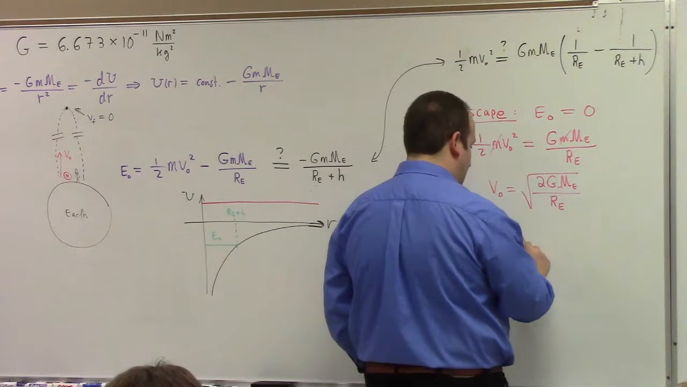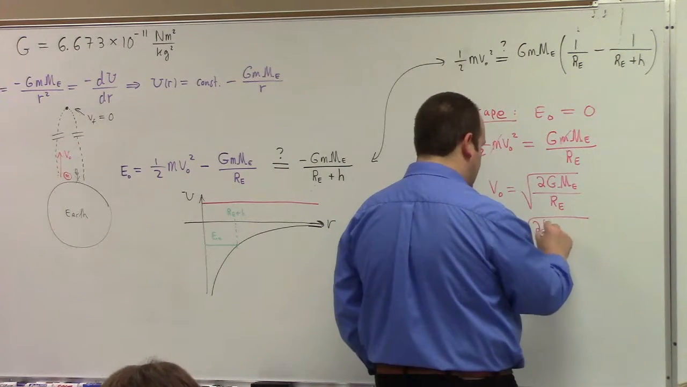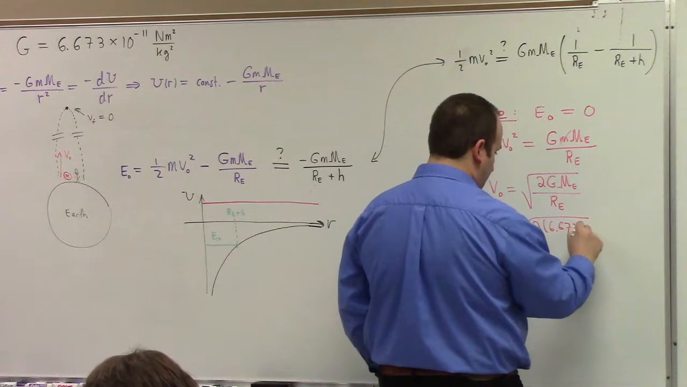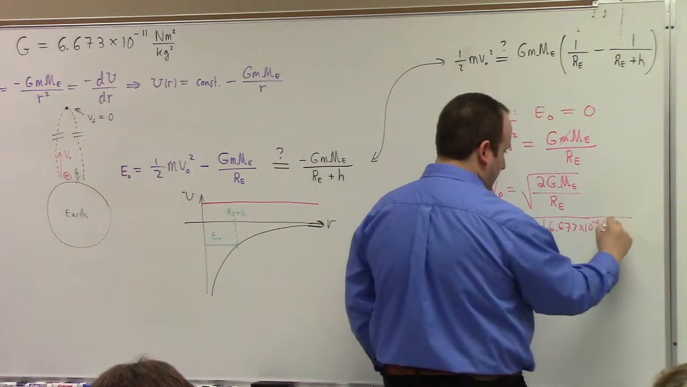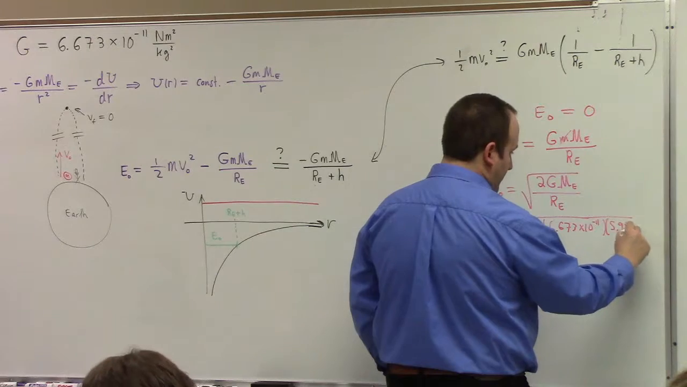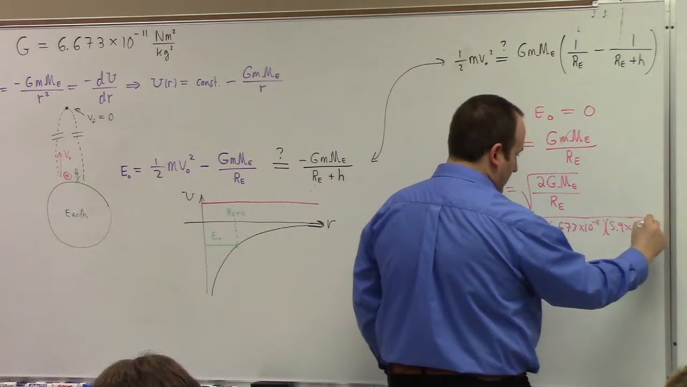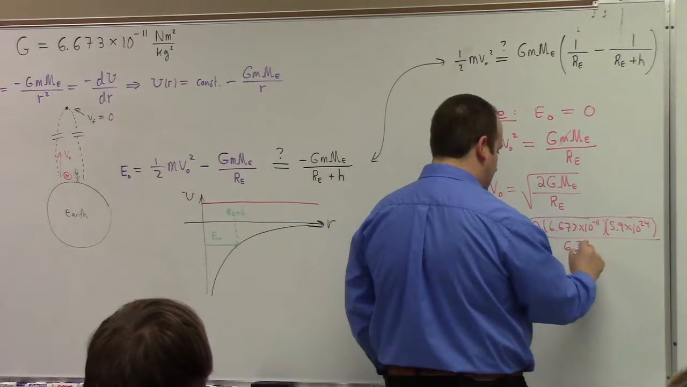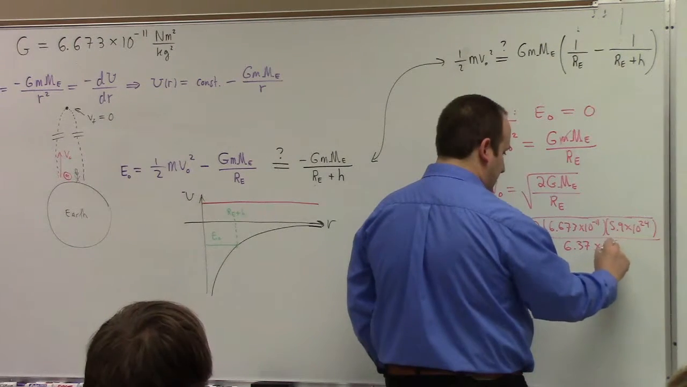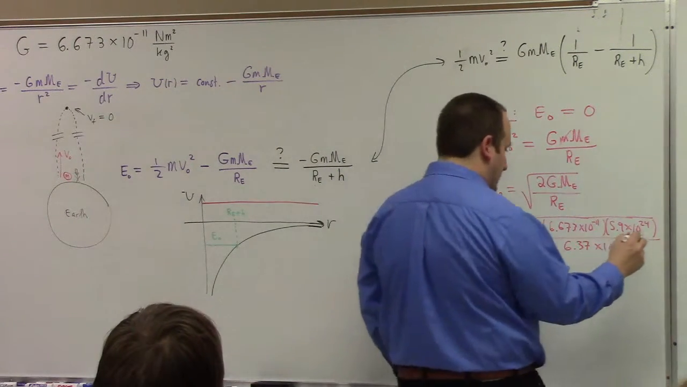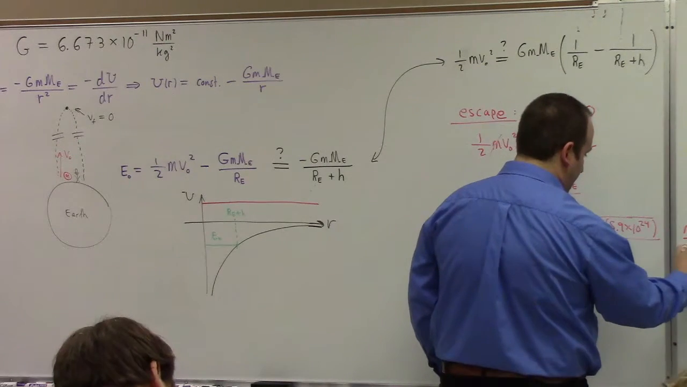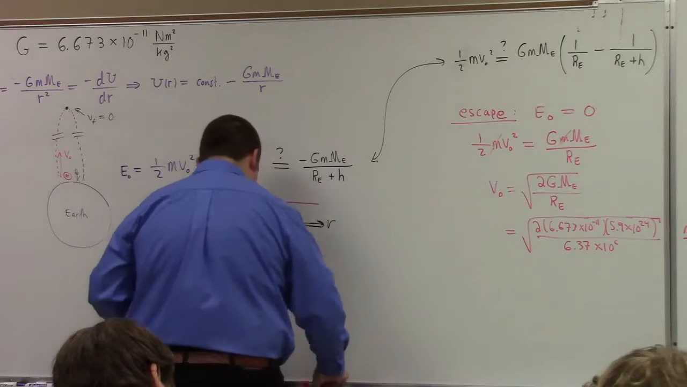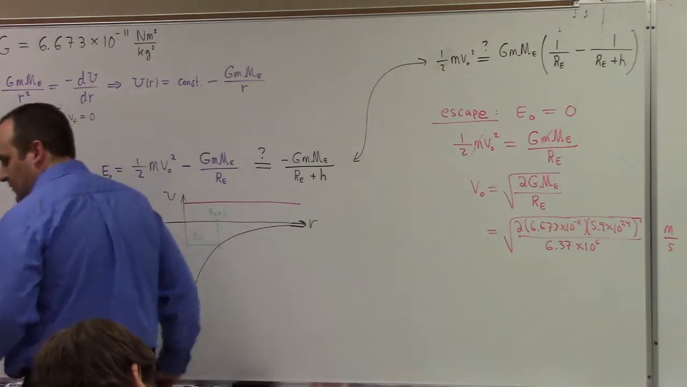Let's see here. What's that? Let's figure it out numerically. That's 2 times 6.673 times 10 to the minus 11, times about 5.9 times 10 to the 24th, divided by, what was it, 6.37 or something like that, times 10 to the 6th. All of that in meters per second. Let's crunch the numbers and see what we get.